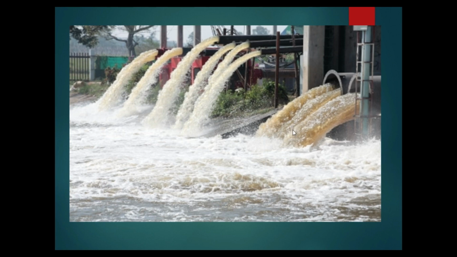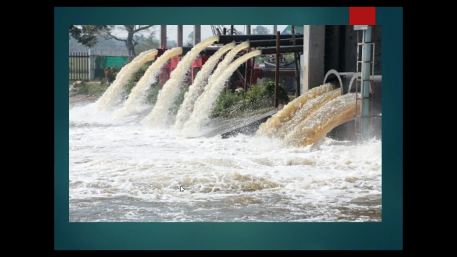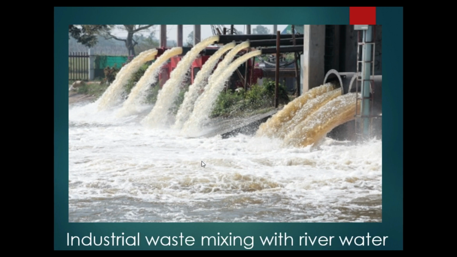What do we see in this picture? We see polluted water pouring from some pipes, two big pipes and some small pipes, and the water is pouring into a canal or river. What is this? It is industrial waste mixing with river water.